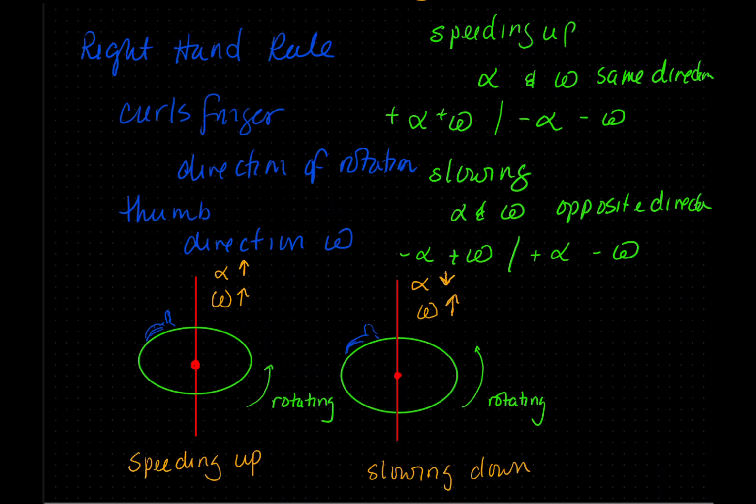So when we find the direction of angular velocity and angular acceleration, always use the right-hand rule. First, you find the direction of the omega, or angular velocity, and determine if the object is speeding up or slowing down. If it's speeding up, the angular velocity and acceleration are in the same direction. If it's slowing down, angular velocity and angular acceleration are in the opposite direction.